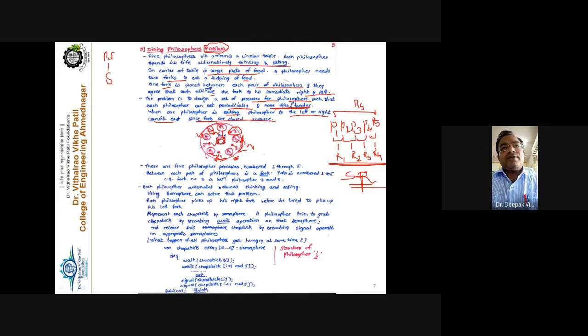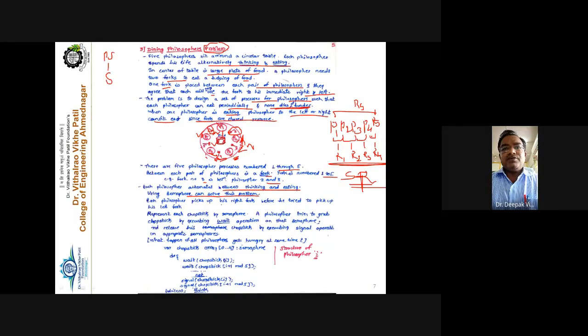So there are 5 philosopher processes, number 1 to 5, or you can say there are 5 processes 1 to 5. Between each pair of philosophers is a fork. Forks are numbered 1 to 5. So for example, fork number 3 is between philosopher number 2 and 3. Each philosopher alternates between thinking and eating. Using semaphore, we can solve this problem. We have already discussed this.